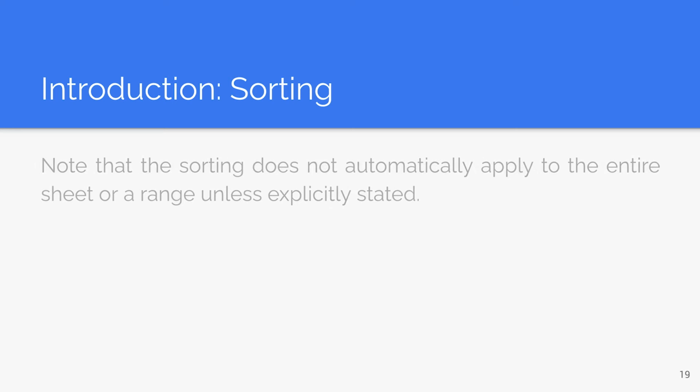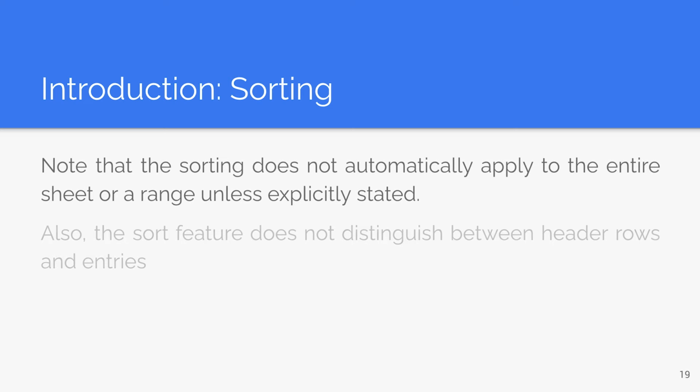Some important things to remember when sorting. The sorting does not automatically apply to the entire sheet or a range unless explicitly stated. What this means is that if you select a column and sort just that range, the corresponding data in other columns will not move with the data in the sorted column. This can lead to errors in your data, especially if each row is a record, which most data are, with each column describing a feature of the record.